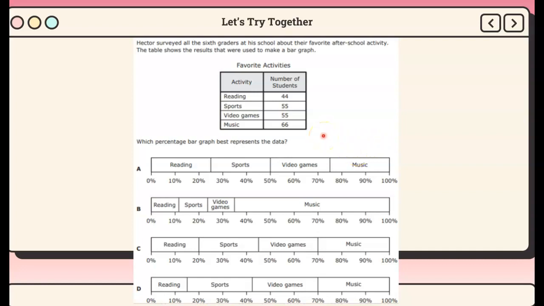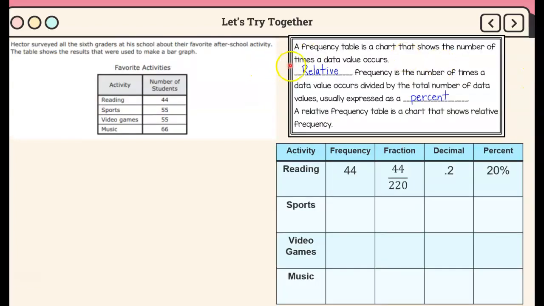All right, let's see if your strategy is correct. I'm going to teach you a strategy using a frequency table, okay? A frequency table is a chart that shows the number of times a data value occurs. Relative frequency is the number of times a data value occurs divided by the total number of data values, usually expressed as a percent. A relative frequency table is a chart that shows relative frequency.